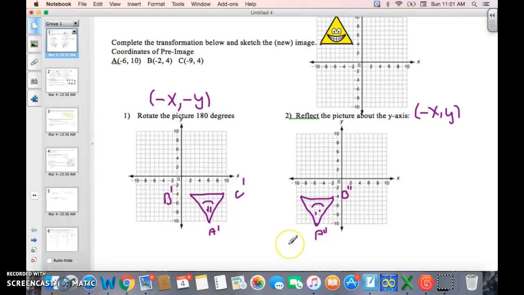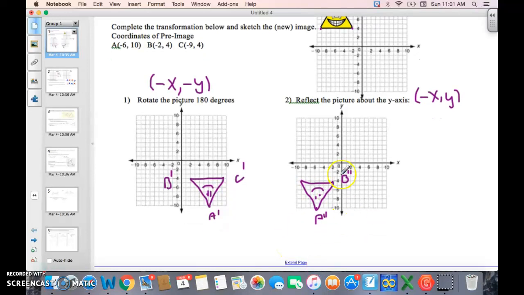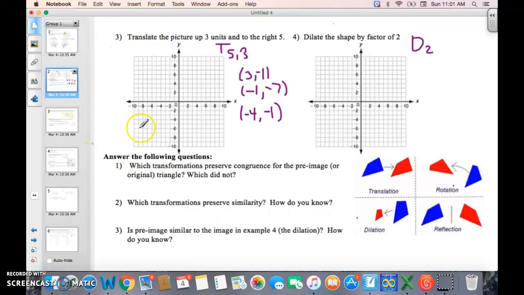All right, now we are going to take this figure here and we're going to translate it with the rule (5, 3). So we're going to go to the right 5 and we're going to go up 3 since both of these are positive. And I did the math and I should be at (-1, 2), (-1, -7), and (-4, -1) right here. So now we're here. And again, that's still A, B, and C. And now we're going to dilate it by a scale factor of 2.